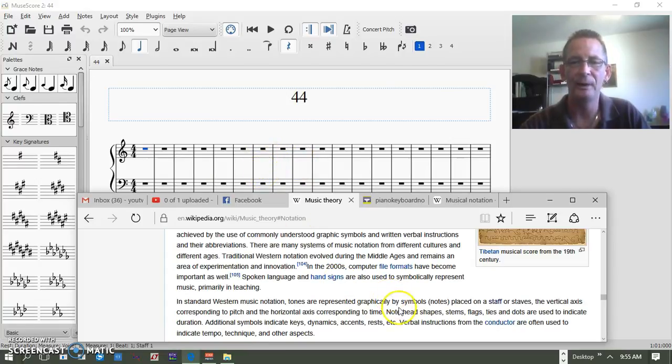The other thing is note heads, shapes, stems, flags, ties, and dots. So you've got dots and ties and flag head shapes and things like that that are going to be representative of time. That's a real simple explanation, and there are other additional symbols to indicate dynamics, accents, rests, and different times to represent whatever you're composing, and that's a real simple understanding of it. So let's just take a look at it.